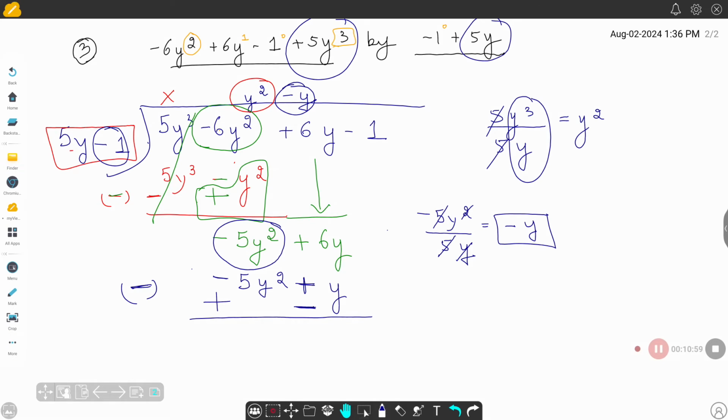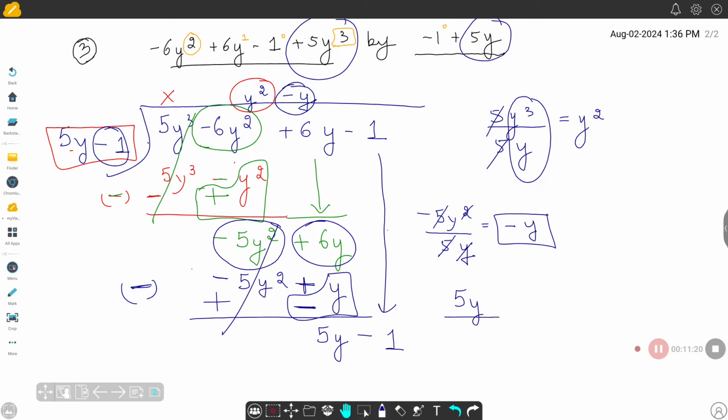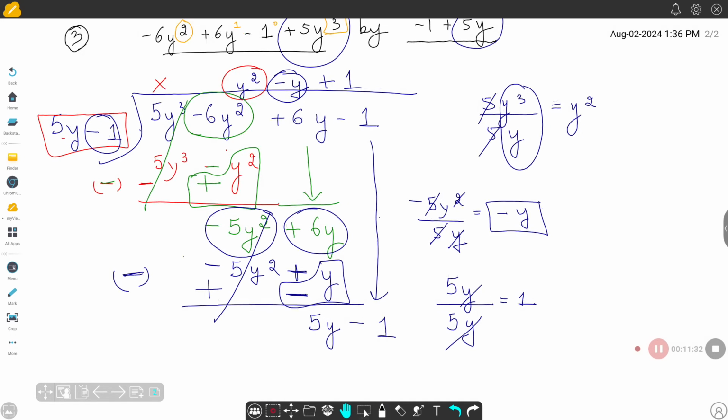So here minus 5 plus 5 will be cut, and then plus 6y, and then minus y will give me 5y only, the positive 5y. Take minus 1 as it is. Now 5y, the first term of the dividend, and then 5y, the first term of the divisor. Cut, 1 will come, positive 1. So positive 1 will be the next term of the quotient.